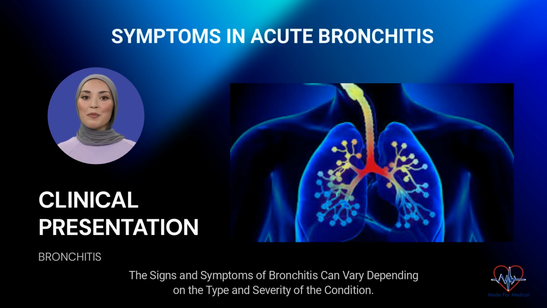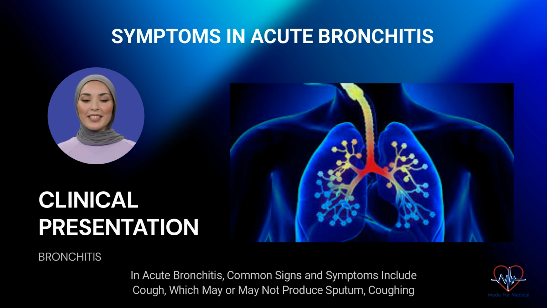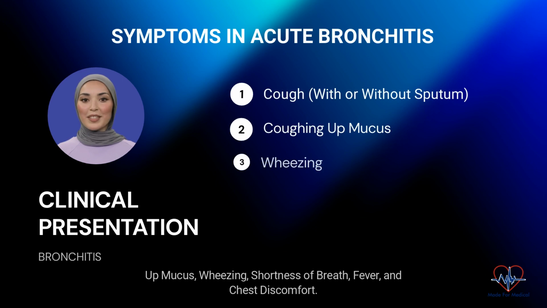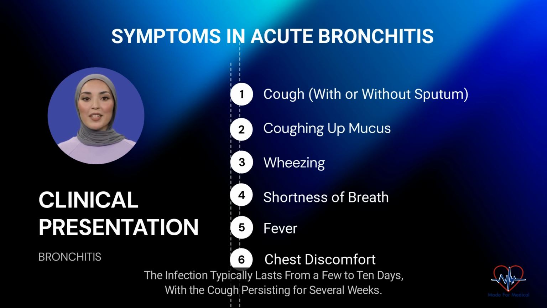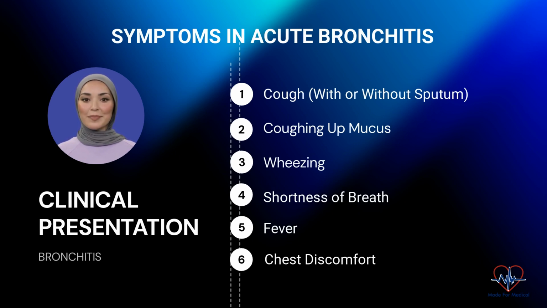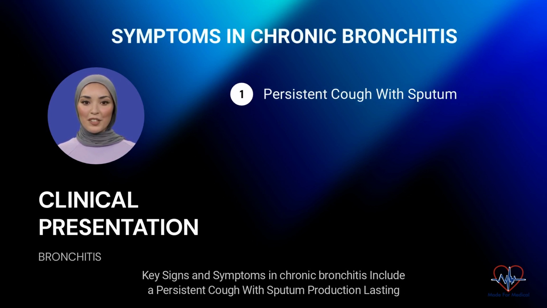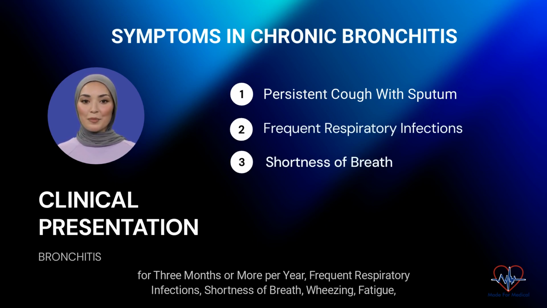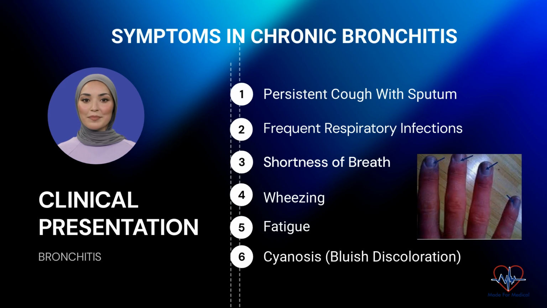The signs and symptoms of bronchitis can vary depending on the type and severity of the condition. However, there are several common features. In acute bronchitis, common signs and symptoms include cough, which may or may not produce sputum, coughing up mucus, wheezing, shortness of breath, fever, and chest discomfort. The infection typically lasts from a few to 10 days, with the cough persisting for several weeks. Key signs and symptoms in chronic bronchitis include a persistent cough with sputum production lasting for 3 months or more per year, frequent respiratory infections, shortness of breath, wheezing, fatigue, and cyanosis, bluish discoloration of lips or nail beds.